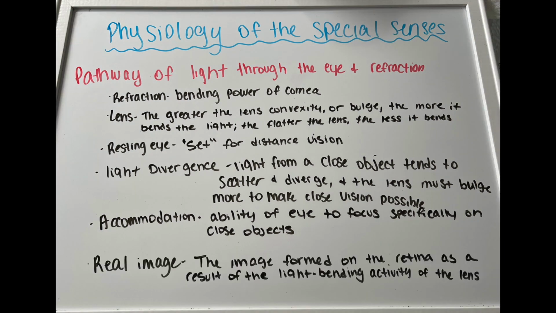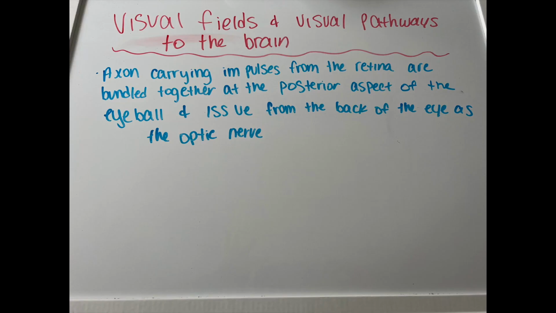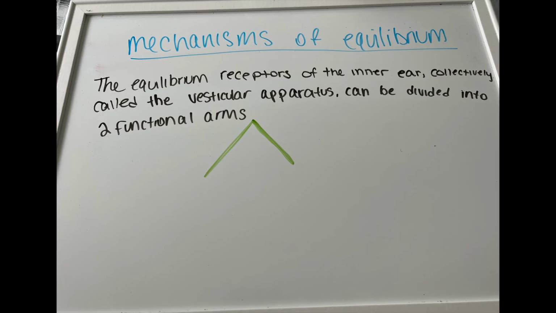Real image. The image formed on the retina as a result of the light-bending activity of the lens is a real image. That is, it is reversed from left to right, upside down, and smaller than the object. Visual fields and visual pathways to the brain. Axons carrying impulses from the retina are bundled together at the posterior aspect of the eyeball and issue from the back of the eye as the optic nerve.